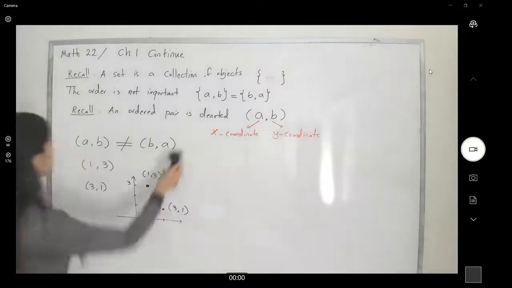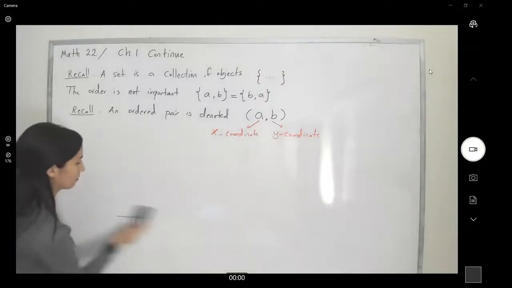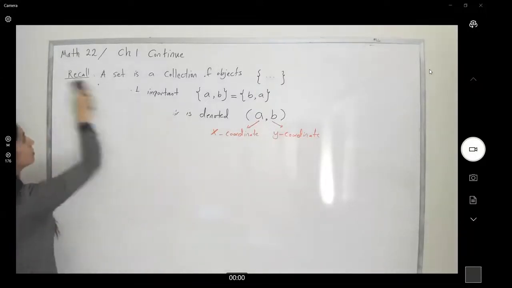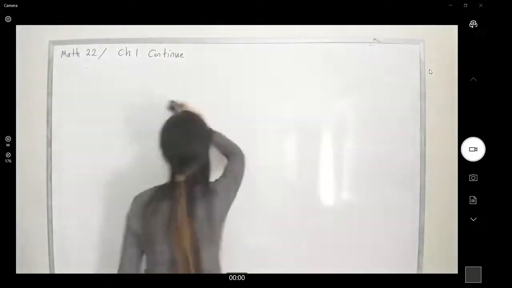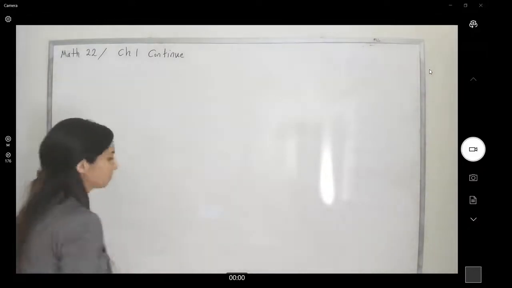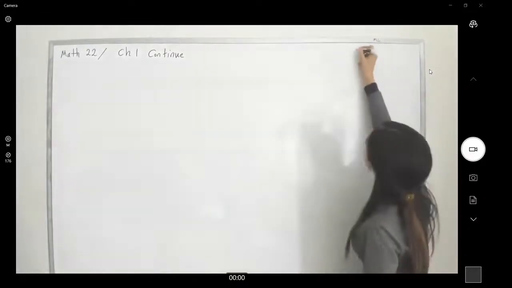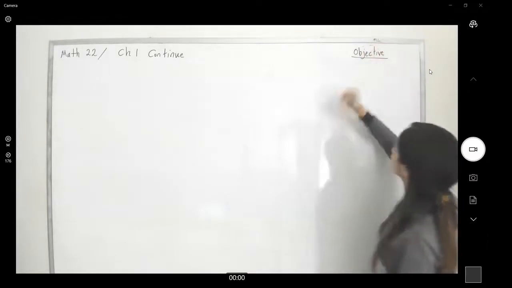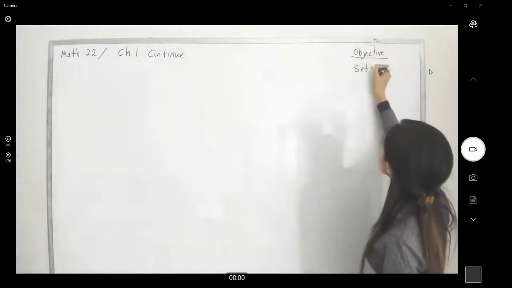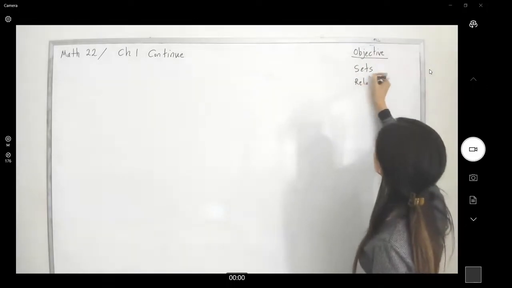Example for you. So I forgot to write down the objectives. There's not much difference from last time. We're going to talk about sets, relations, and then functions.